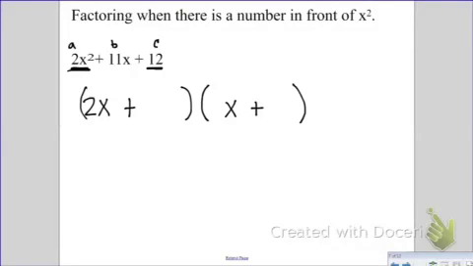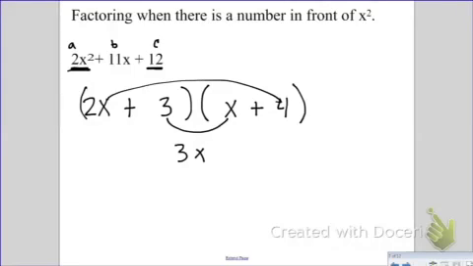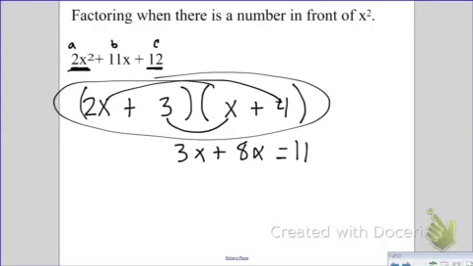Now I could try 3 and 4. I could try 1 and 12. I could try a couple things. So let's try, how about 3 and 4, like this. So again, 3x and 8x makes 11x. There we go. So this is my correct answer.